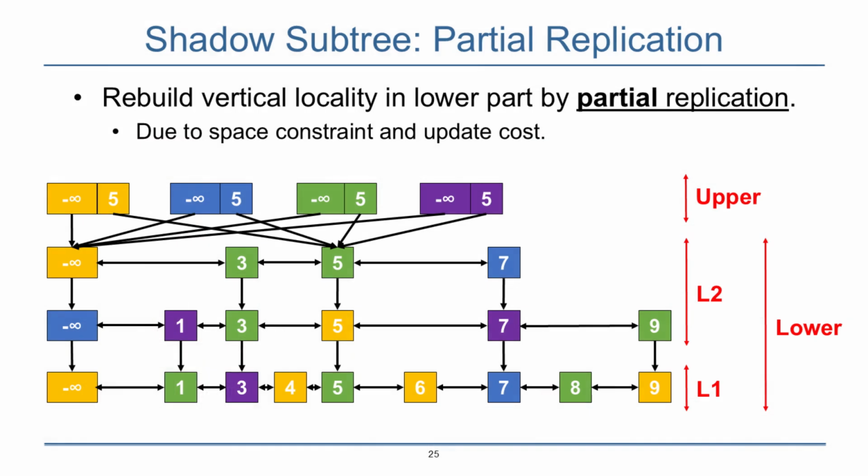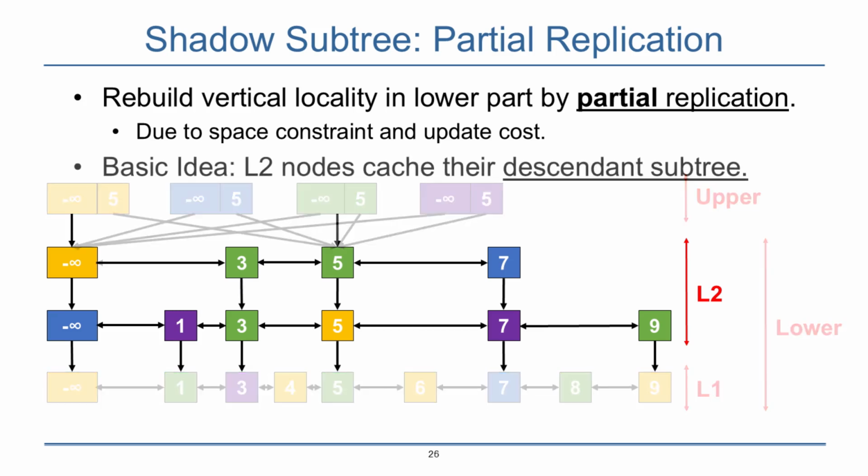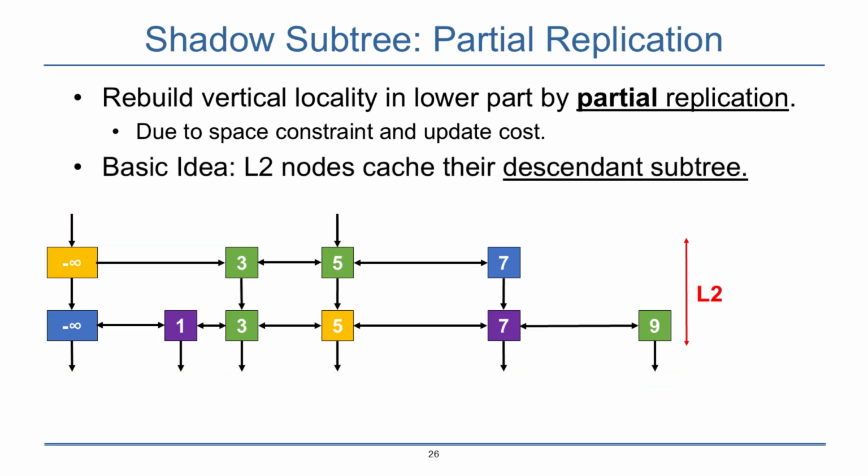Next, the shadow subtree. The shadow subtree is a partial replication strategy, providing vertical locality in the lower part. We further divide the lower part horizontally into L2 and L1. Due to the space and update cost, shadow subtree is only applied in L2. L2 nodes cache their descendant search tree. This cache structure is called shadow subtree.